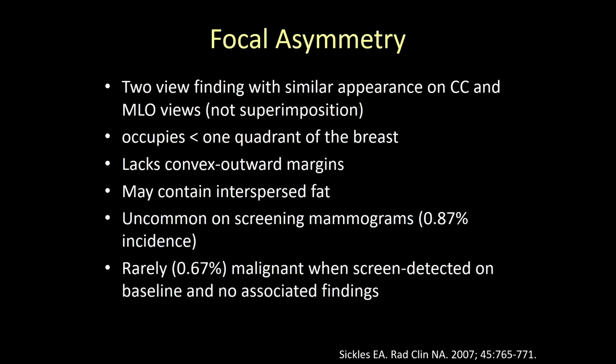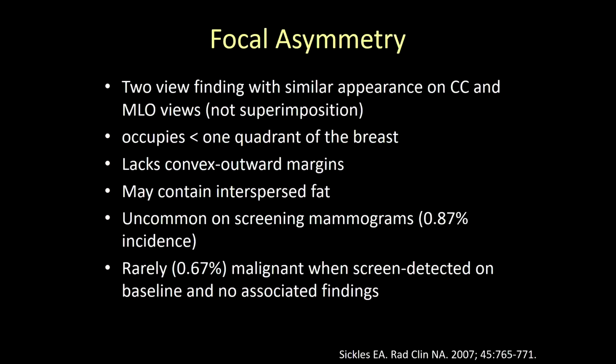So the third type of asymmetry we talk about is a focal asymmetry, and this is a two-view finding that has a similar appearance on both the CC and the MLO view. In other words, it's not due to superimposition. Typically, it's less than a quadrant of the breast, and it lacks those convex or outward margins, in which case you might consider it a mass. It often has concave margins and often has interspersed fat.